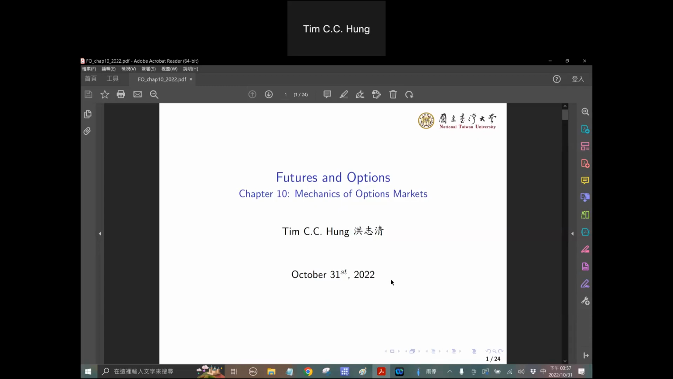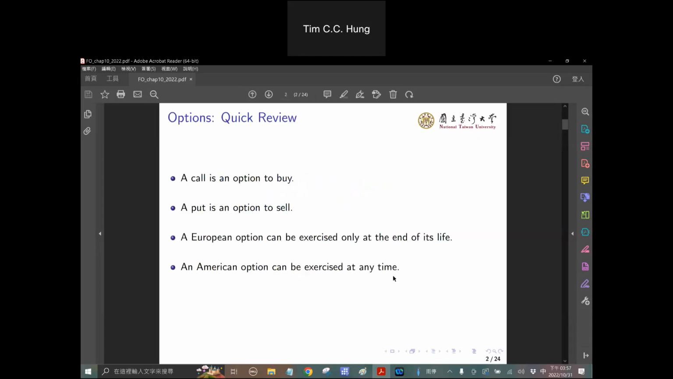To begin, chapter 10 is the most obvious and most straightforward chapter. A quick review once again, even though we talked about it in chapter 1. What is an option? What is a call option? What is a put option? A call option is an option to buy some underlying assets. A put option is an option to sell some underlying assets.